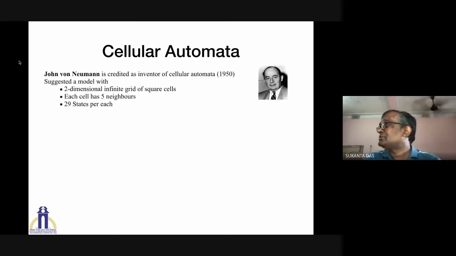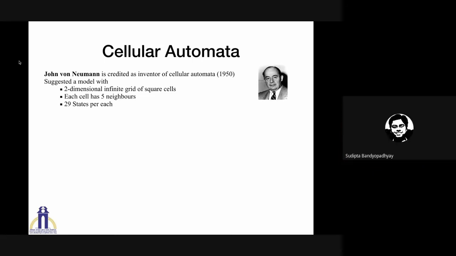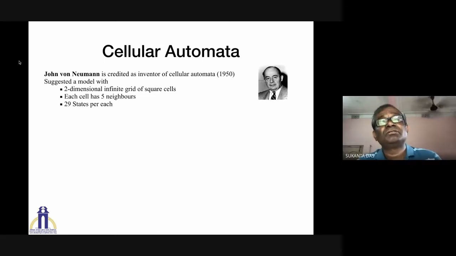So now let us review a brief history of cellular automaton. It is sometimes credited.